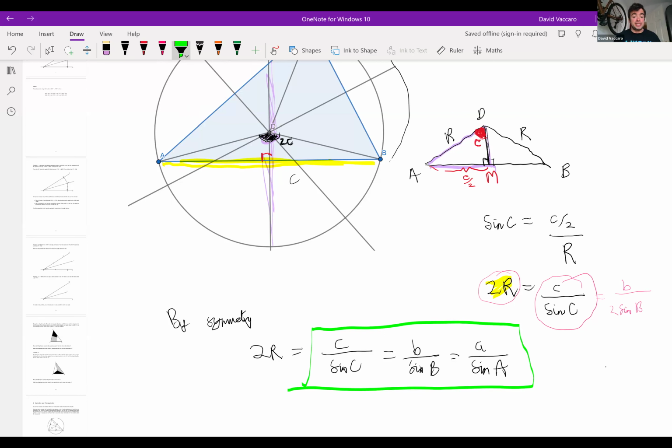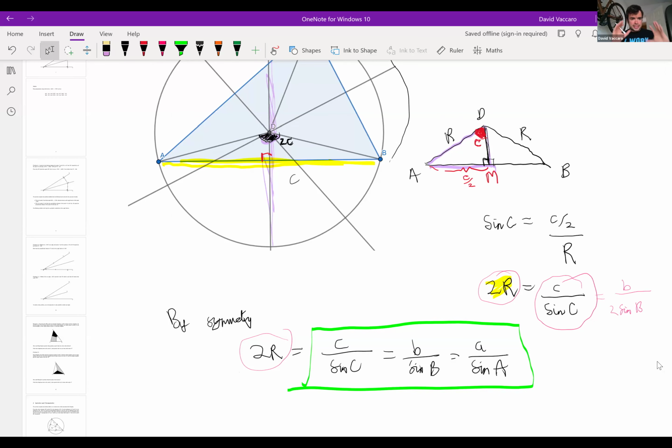It's fallen off the GCSE syllabus to actually tell you what a over sine A is. And it turns out that a over sine A is the diameter of the circumcircle. Okay, any questions about that example?